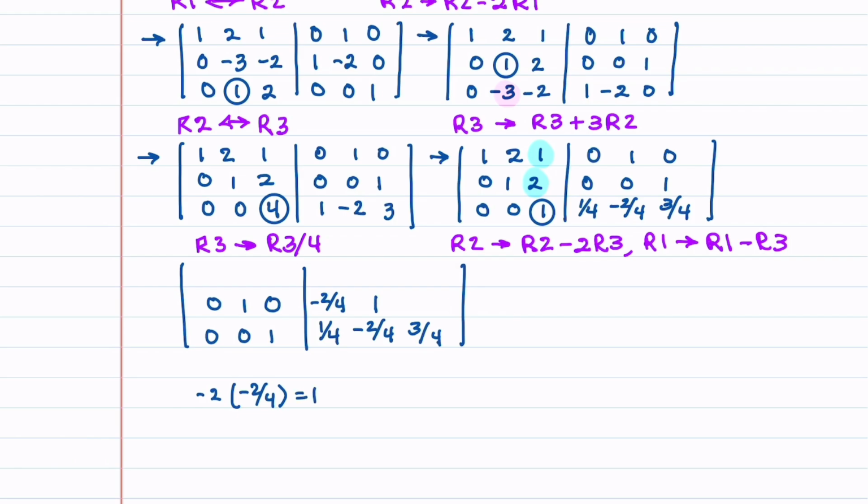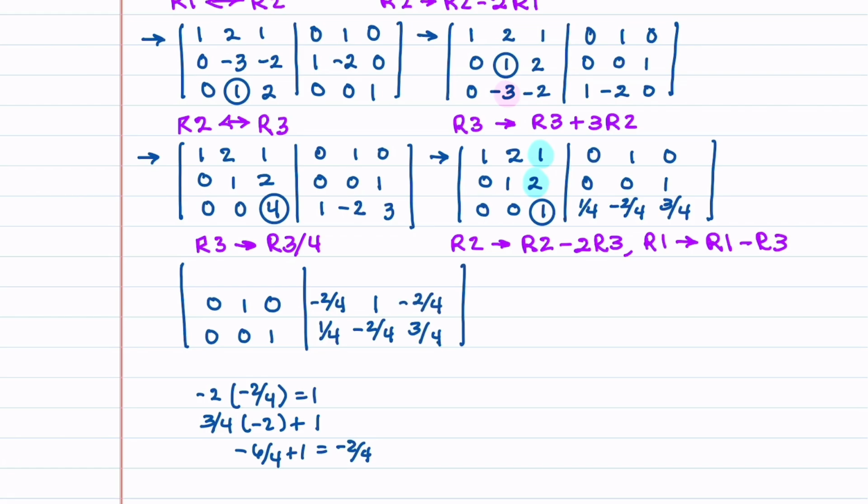Never hesitate to write things down with fractions. And then we're going to have a 3/4. And we're going to multiply that by minus 2 and add it to 1. So let's see. This is minus 6 over 4 plus 1. That's minus 2 over 4. So we'll go ahead and plug this in up here as minus 2 over 4.